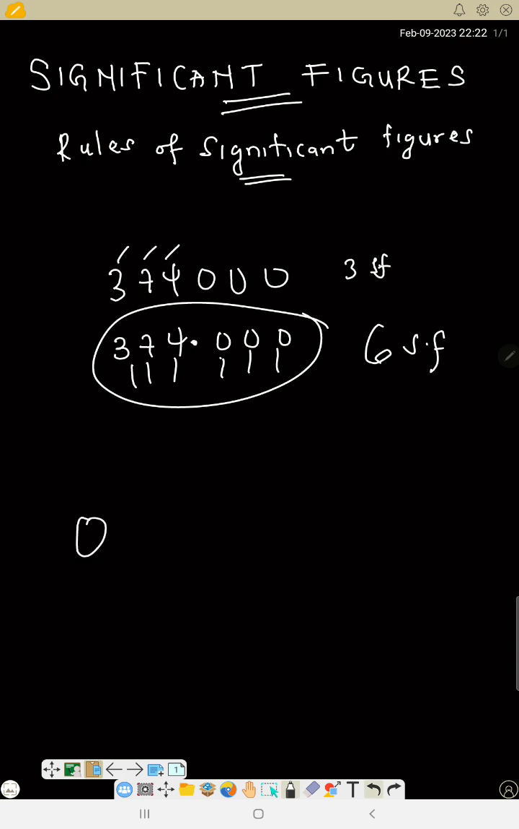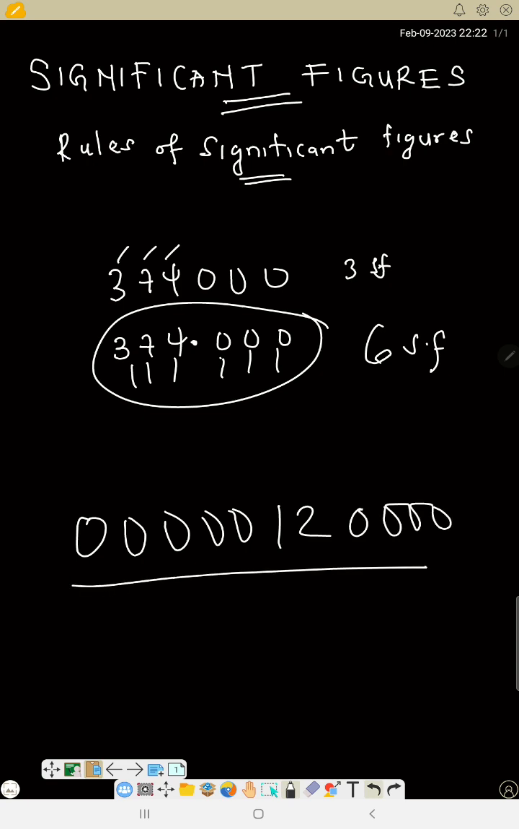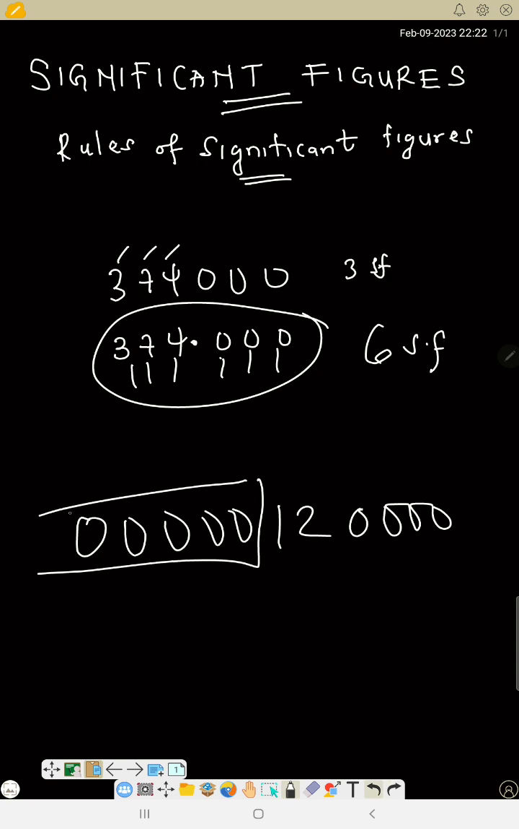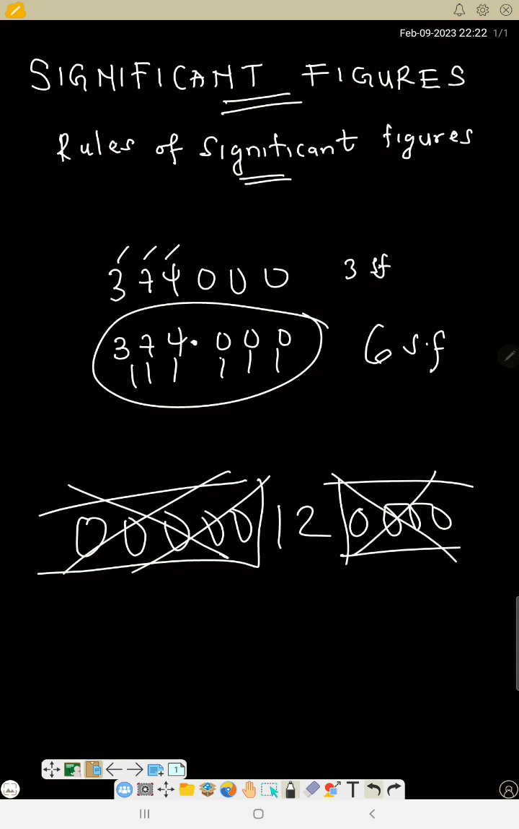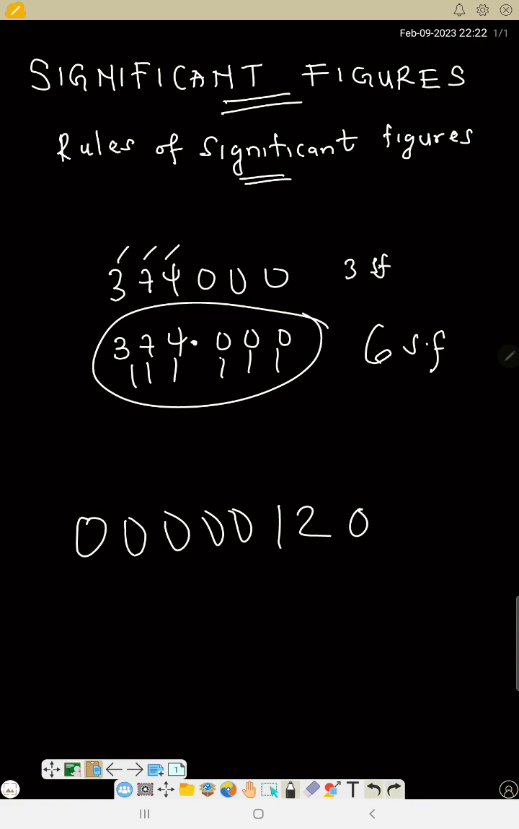Now let's say I have 0000120000. How many significant figures is this? This is just 2 significant figures, because all zeros before, the leading zeros, are not important, and all zeros after are not important. So this is actually two significant figures, that is 1, 2, just two. It's only two that are significant.